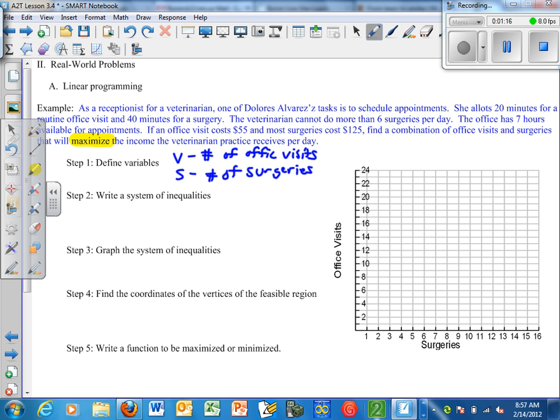Write a system of inequalities. Now, V and S, we can't have negative office visits, so V and S must be greater than 0. So we know a couple things, that V has to be greater than or equal to 0, and S has to be greater than or equal to 0. And as you can see from my graph, we're only in the first quadrant, we don't have any negative values. Okay, so we know those two are true.